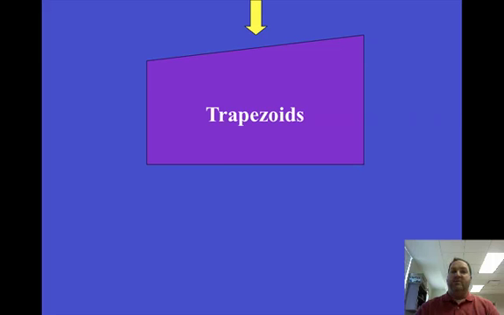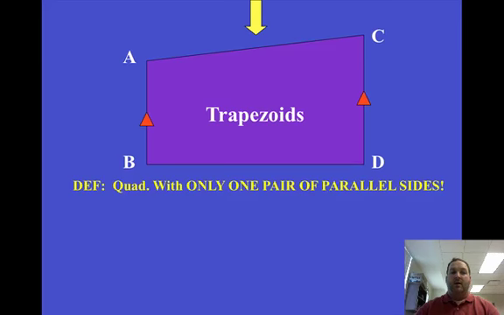Okay, and trapezoids are different from parallelograms because they only have one pair of parallel sides. Okay, the definition of a trapezoid again is a quadrilateral with only one pair of parallel sides. Here we have AB is parallel with CD. We see that AC is not parallel with BD because if AC were to keep going, it would actually cross BD.